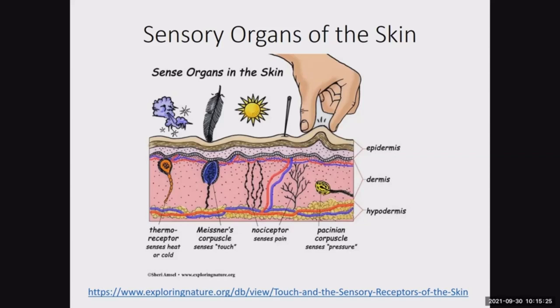We've got Meissner's corpuscles, which are going to be concentrated within the fingertips, giving us a fine sense of touch. Nociceptors are going to be involved with sensing pain, sensing damage to cells and the breakdown products of these cells. And then finally on this slide, we've got the Pacinian corpuscles, which are going to be involved with sensing pressure or vibration within the body.